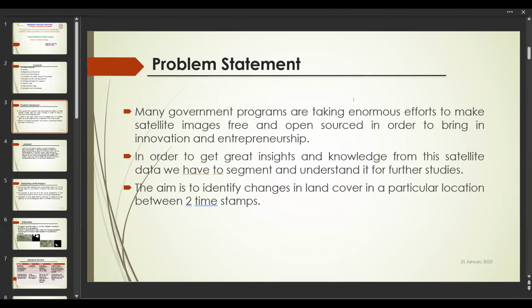First, the problem statement. My problem statement is to provide remote sensing information as open source and free to everybody in order to improve innovation and entrepreneurship. In order to get great insight and knowledge from satellite images, we have chosen this project. Our main aim is to identify the changes in a particular land between two timestamps. In our project, we are taking a single location, but considering two timestamps.